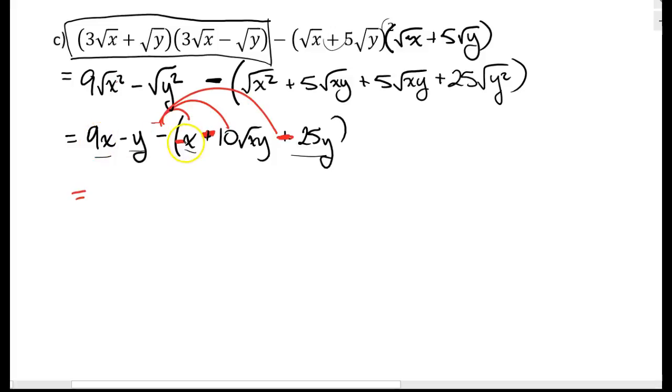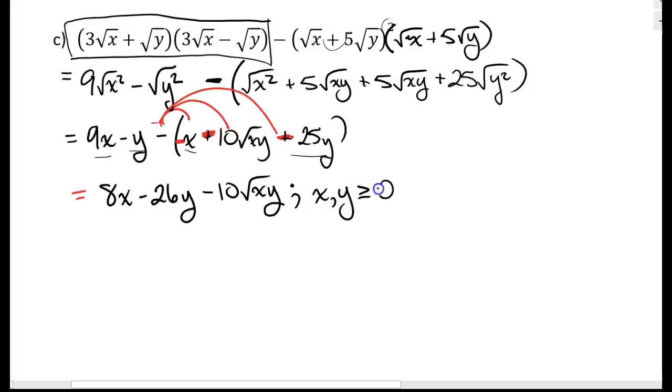So I got 9x minus x is going to be 8x. Negative y minus 25 is minus 26y. And then I'm subtracting 10 root xy. But again, I'm not done until I actually state my restrictions. So x and y need to be greater than or equal to 0.